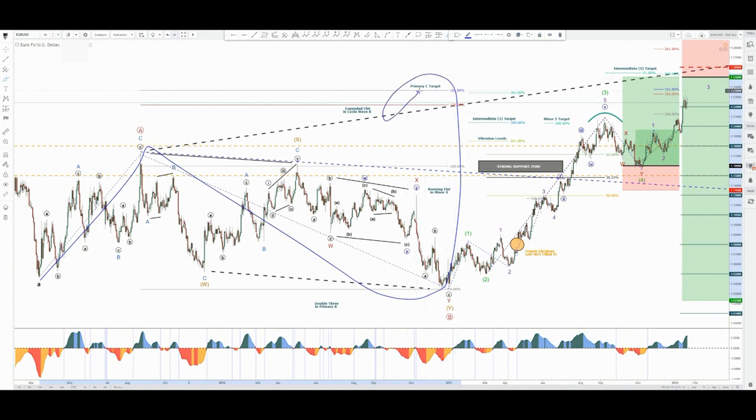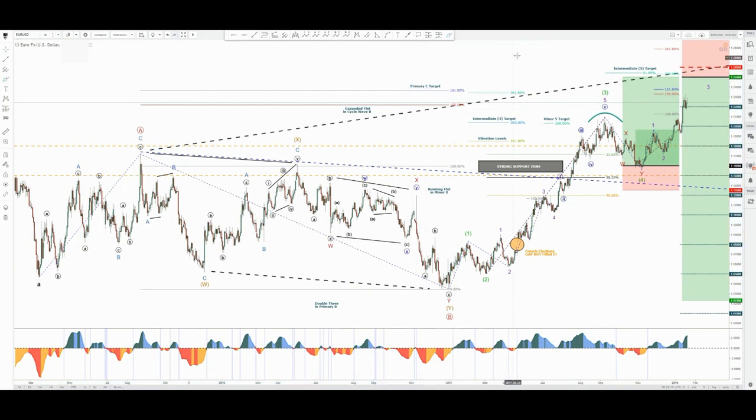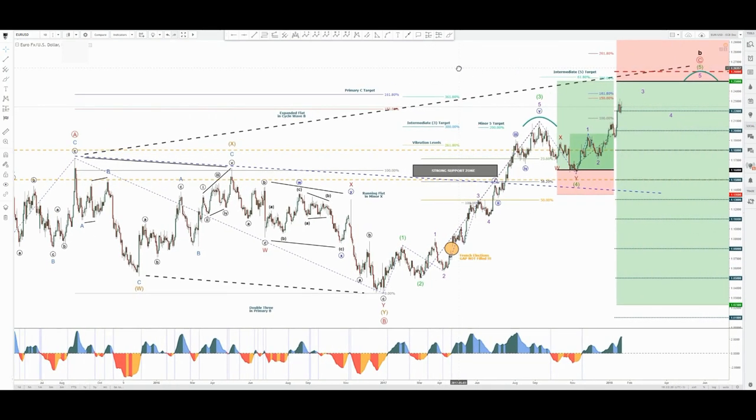This would be my first personal target for intermediate 5 to complete somewhere around there. So the way I'm labeling this move on the upside is with an extension in the fifth wave of the intermediate, so extension in minor 5 of intermediate 3.